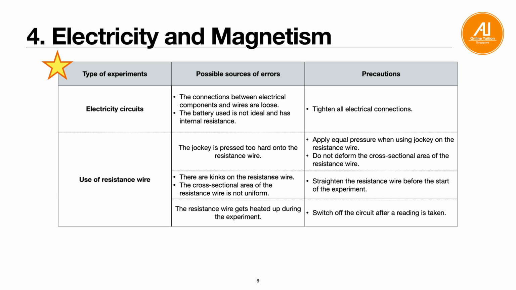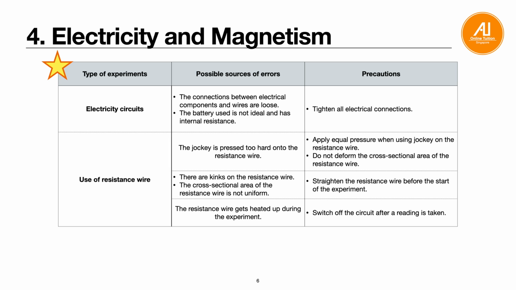Next, on the resistance wire, small bends or small bumps mean the wire is not parallel on the meter rule. Or sometimes the cross-sectional area of the resistance wire is not uniform. If that's the case, you should ask the lab technician to replace your wire, or if needed, you try to press it or straighten the resistance wire before the start of the experiment.